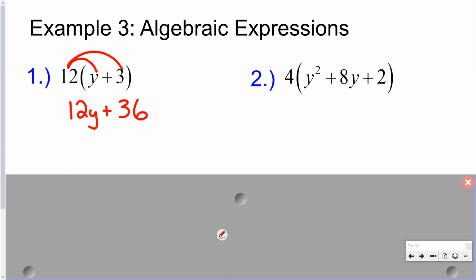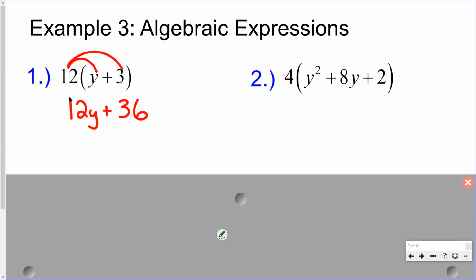You will hear me also call the distributive property the rainbow property. The reason I like to call it the rainbow property is we're drawing our rainbows to remind ourselves that 12 has to be distributed to everything inside of the parentheses. So make sure you are drawing your rainbows to show you that you need to distribute that 12, or whatever's on the outside of the parentheses, to everything inside of the parentheses.